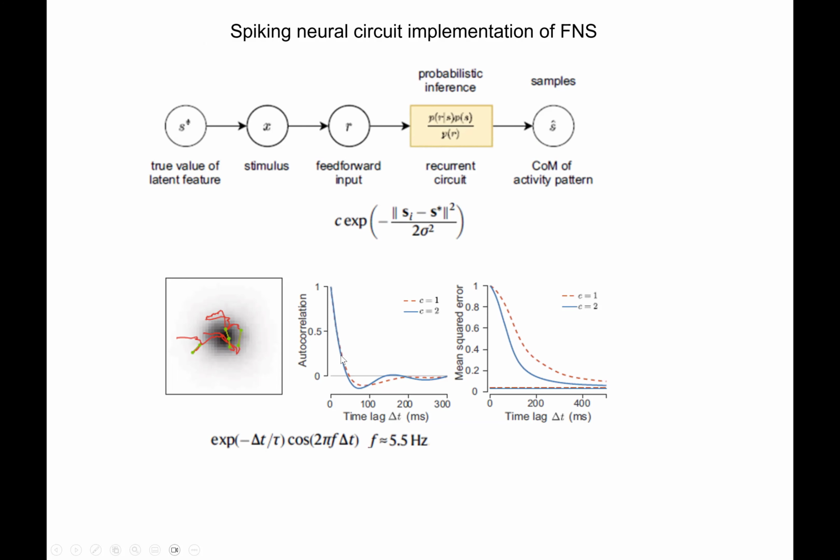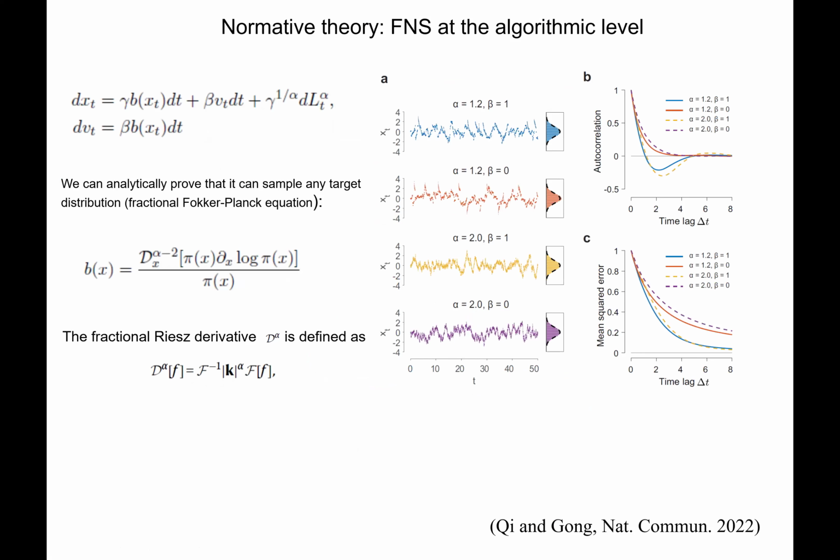Another interesting property of the dynamics of this pattern is that when we look at the autocorrelation of the trajectory of the pattern, we can see a damping oscillatory component, which is theta oscillation. We've done this dynamical system analysis and found that this theta oscillation is related to the Hopf bifurcation of the model. And indeed, this pattern can sample the posterior because the error decreases to 0. So that's for the circuit implementation.